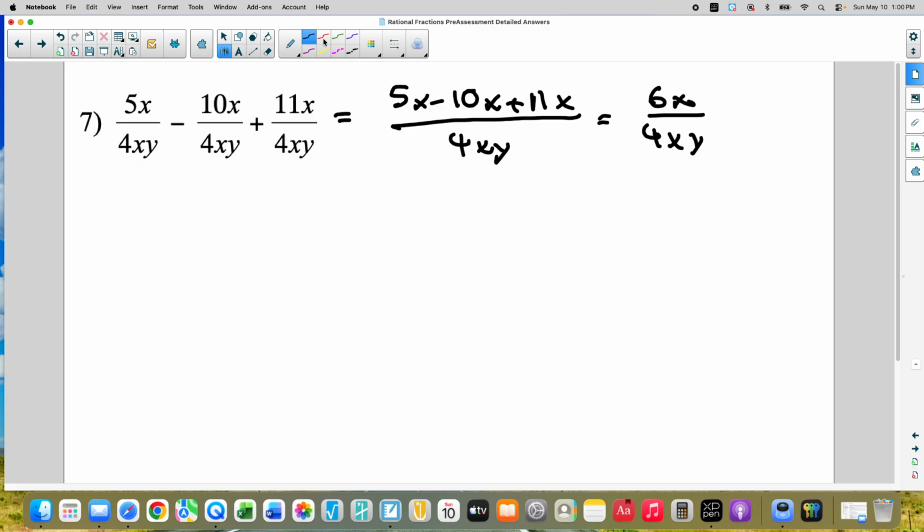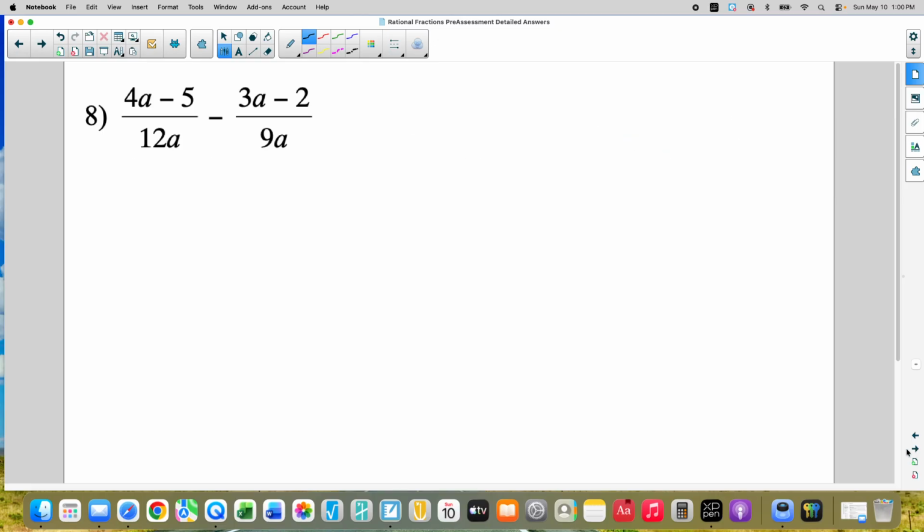Now we should pay attention to things being multiplied. The x's will cancel. The 6 becomes a 3. The 4 becomes a 2. And we're left with 3 in the numerator, 2y in the denominator. I like that problem. That's a good problem. All right, now we have to find least common multiple.